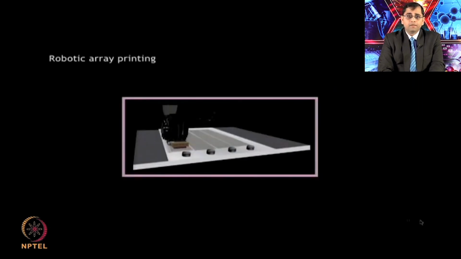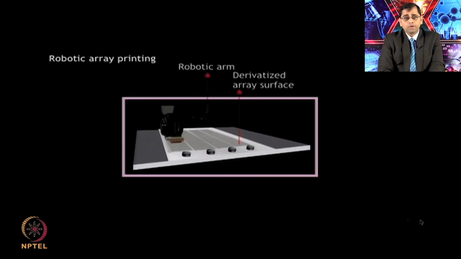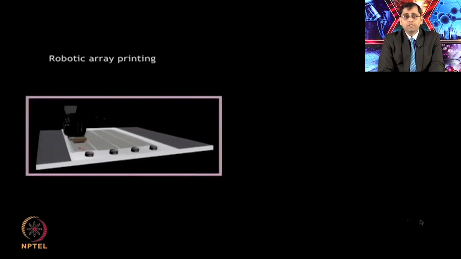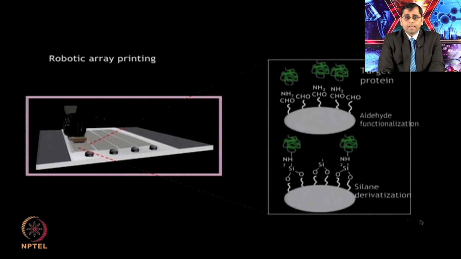Robotic array printing. The printing solution is printed onto the array surface in extremely small volumes by means of a robotic printing device that has small pins attached to it for this purpose. The slides are kept for a suitable duration following the printing steps to allow capture of the protein onto the array surface. The unreacted sites are then quenched by a blocking solution such as BSA, which also prevents any non-specific protein binding in subsequent steps.